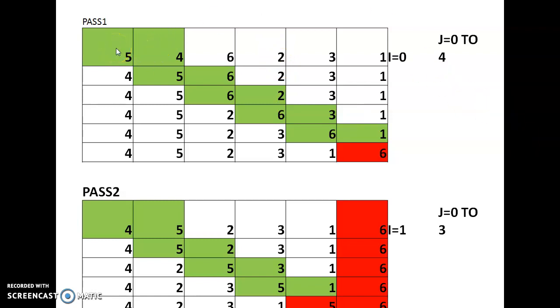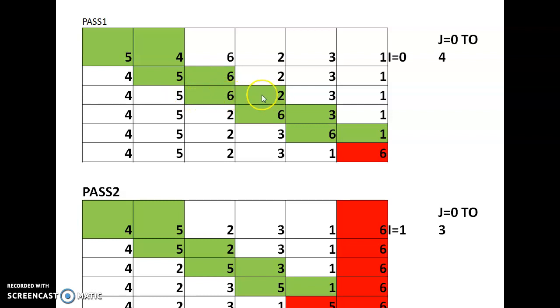Initially, we are comparing the first two elements, that is 5 and 4. Because 5 is greater than 4, and I want to have the elements in ascending order, I am swapping these two elements. 5 is coming to the fifth position and 4 is coming into the fourth position. 4 and 5. Next I am comparing these two elements 5 and 6. Because 5 is less than 6, I am leaving the elements like that.